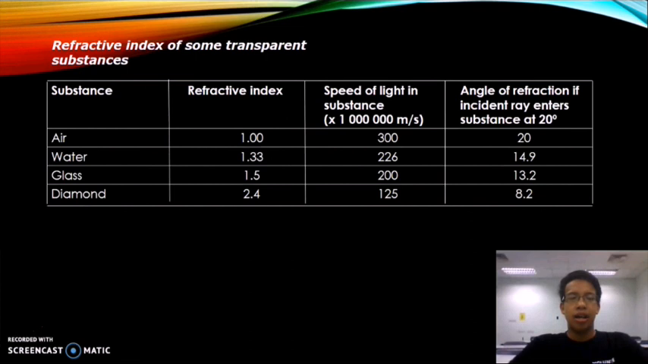This is a table of the refractive index of some transparent substances. Examples of substances are air, water, glass, and also diamond.